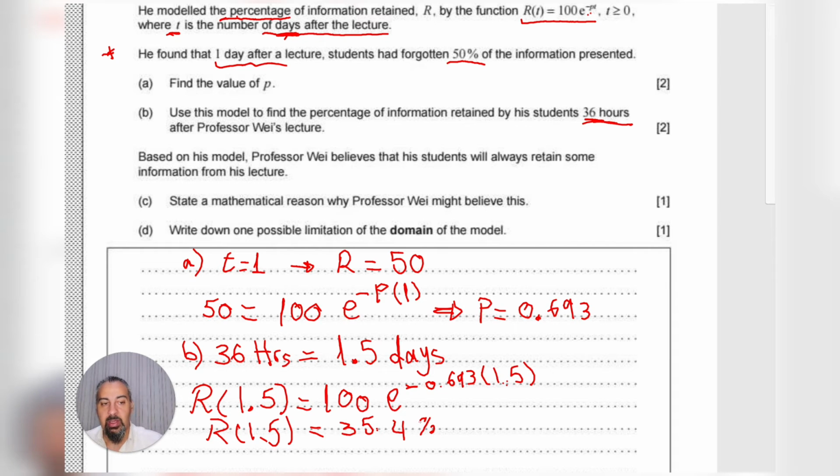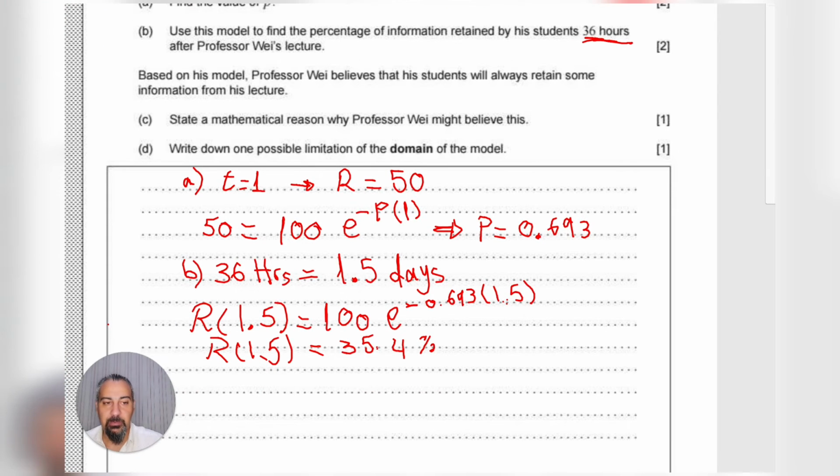So we know that for any exponential function, here we have our function R of t equals 100 e negative 0.693t. For such an exponential function, there is always a horizontal asymptote, and in this case the horizontal asymptote is plus 0, so this is our horizontal asymptote.